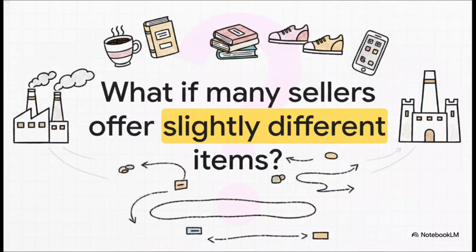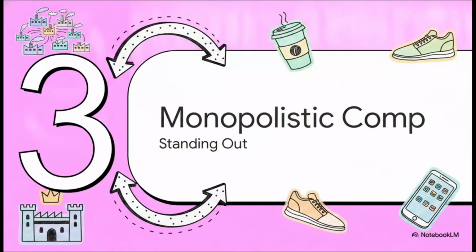Now, to be fair, your textbook explicitly notes that perfect competition and pure monopoly are idealized structures. You rarely encounter them in the real world. So, let's wade into the messy middle of the market spectrum. Where do real-world businesses actually operate when they have many sellers, but they all sell something just slightly different? That leads us right into Section 3, Monopolistic Competition, Standing Out.